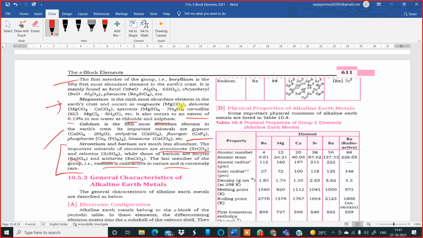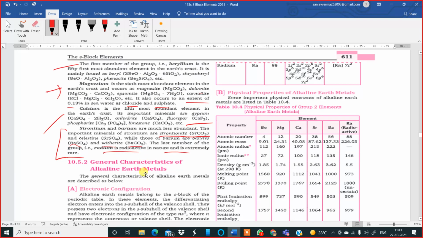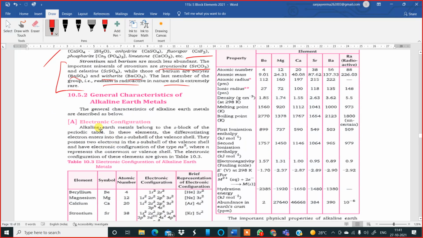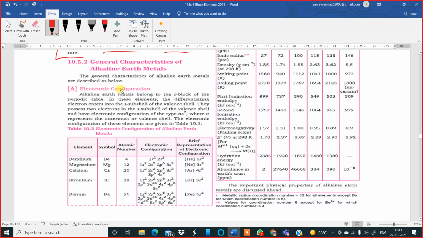Now, coming to the general characteristics of the alkaline earth metals. They are discussed one by one, point by point. The first one is electronic configuration. We know alkaline earth metals belong to the s block. That means the differentiating electron will enter the s subshell of the valence shell, giving an electronic configuration of the type ns2, where n represents the outermost or principal quantum number of the valence shell.